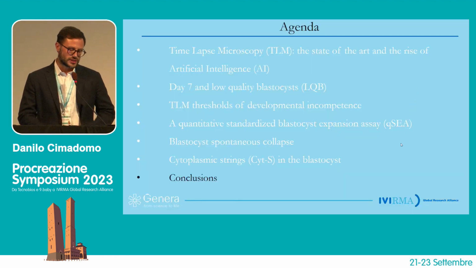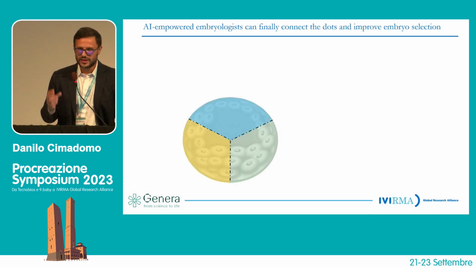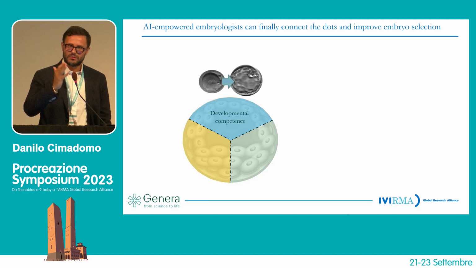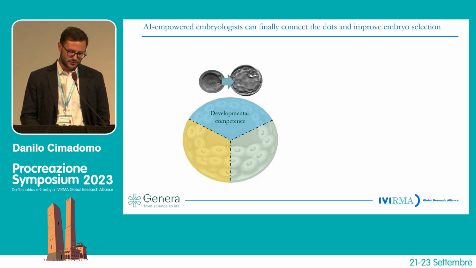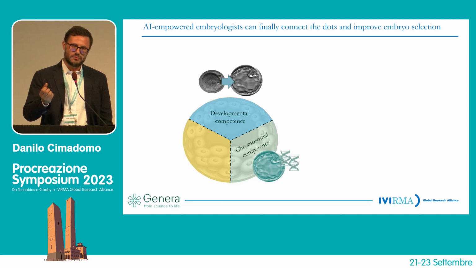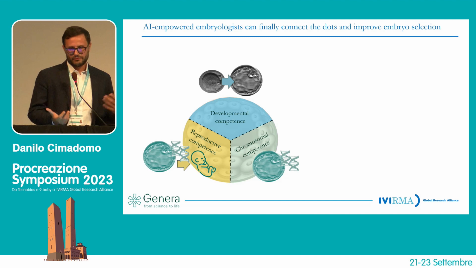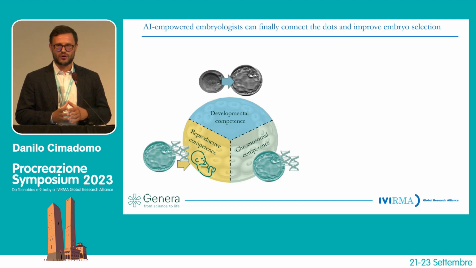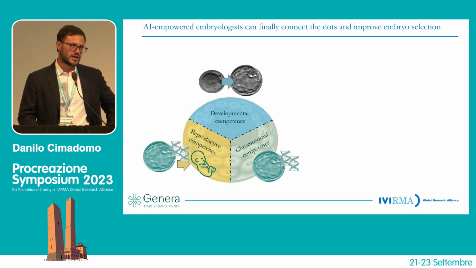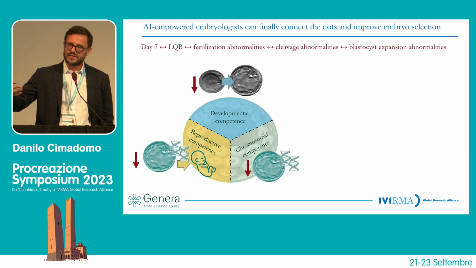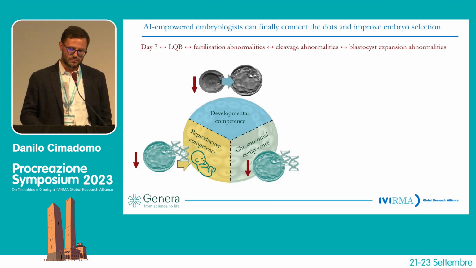So what are the conclusions of these slides? We know that competence of an embryo is based on three concepts. Developmental competence, which is the chance that a zygote will get to the blastocyst stage. Chromosomal competence, which is the chance that it is actually euploid. And then reproductive competence. There still is a black box. What are the causes of implantation failure in the context of euploid blastocyst transfer? Day 7, low quality, fertilization, blastulation, cleavage abnormalities are all associated with a reduction of all these competences.